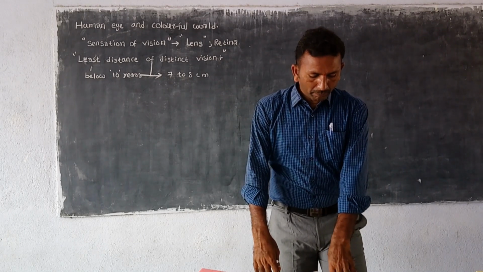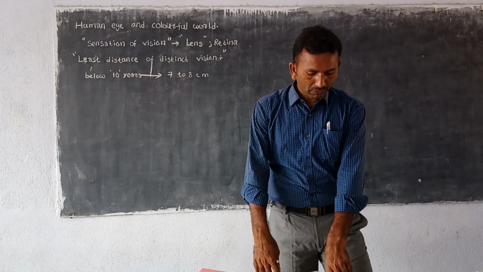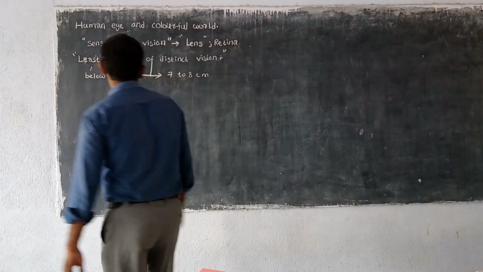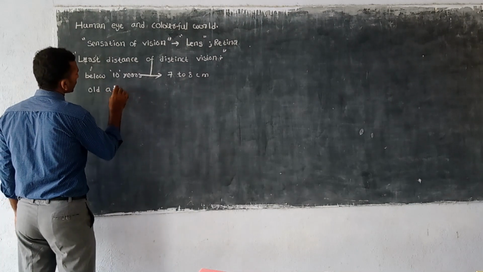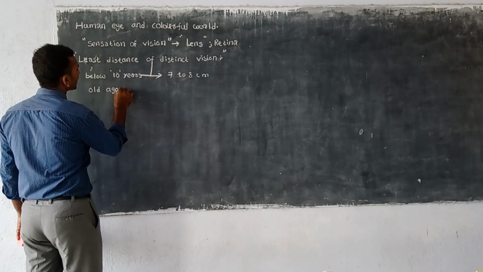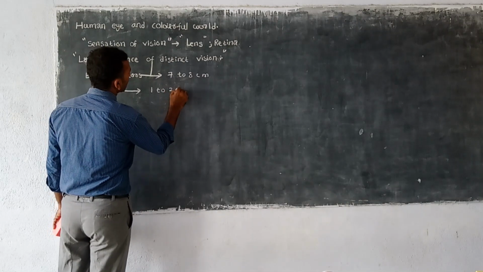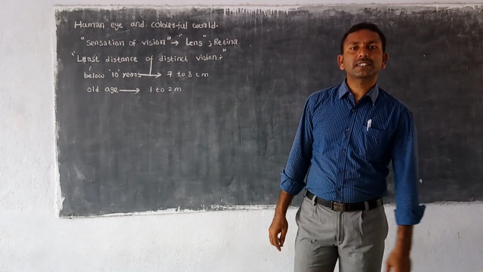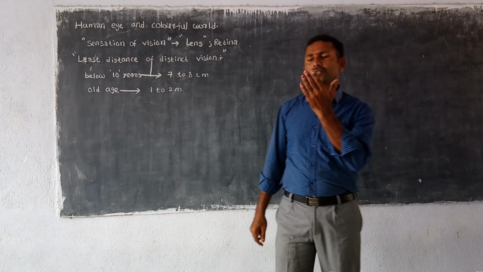In old age, the muscles cannot sustain more strain, and hence the least distance of distinct vision shifts to a larger value, say about 1 to 2 meters or even more. So in old age, the least distance of distinct vision expands to 1 to 2 meters, and the eyes cannot sustain the strain. So they are not able to see the objects clearly by bringing them close.